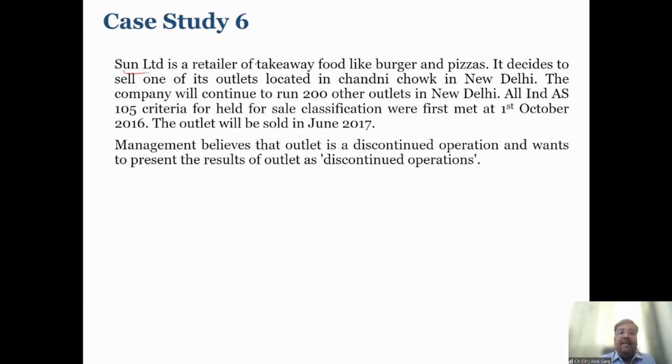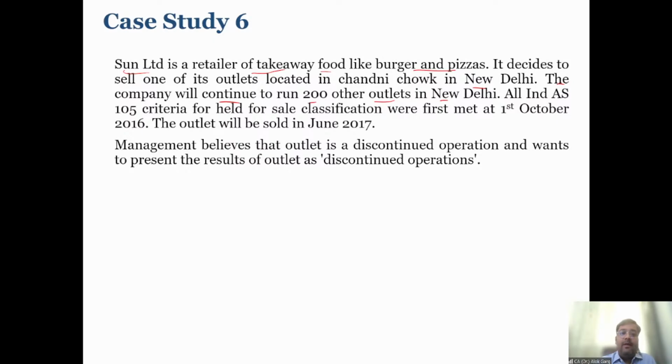Sun Limited is a retailer of takeaway food like burgers and pizzas. It decides to sell one of its outlets located in Chandni Chowk in New Delhi. The company will continue to run 200 other outlets in New Delhi. All Ind AS 105 criteria for held for sale classification were first met on 1st October 2016. The outlet will be sold in June 2017.